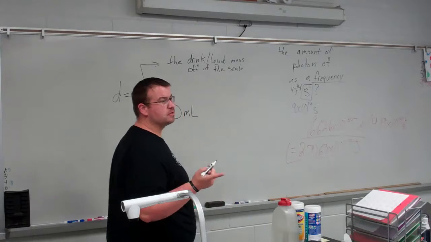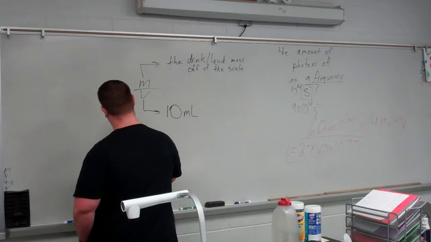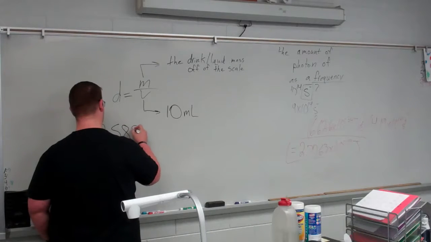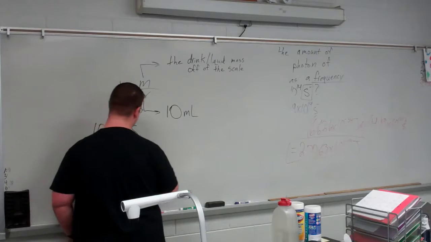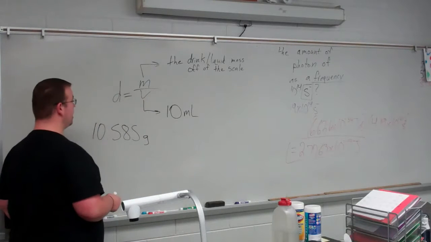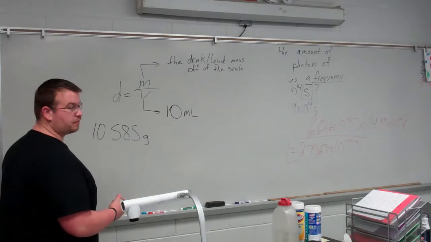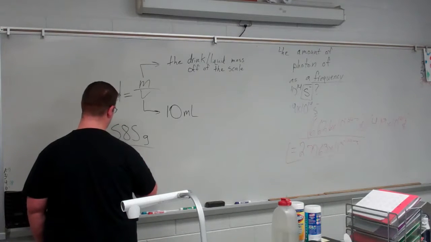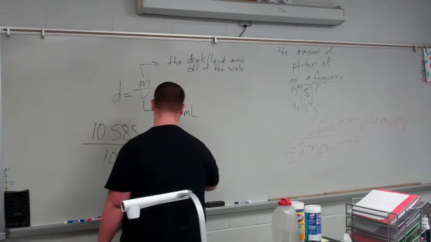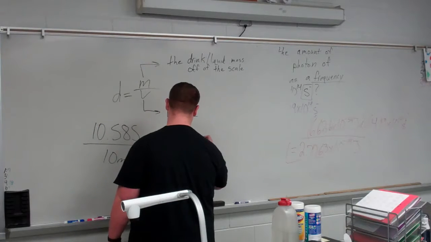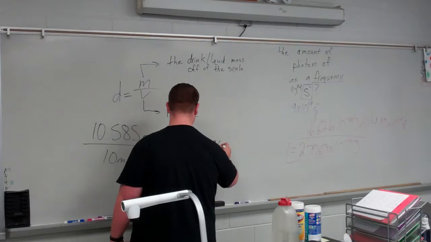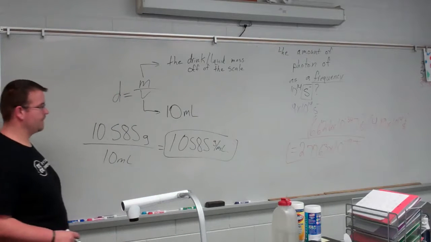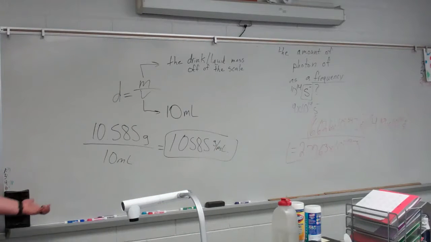I'll go on and tell you one of the solutions back there. If I remember right, I got 10.585 grams. So there's the mass. Life's really simpler for you now, because if I want to find density, I've got to divide by 10. So now I found the density of that.